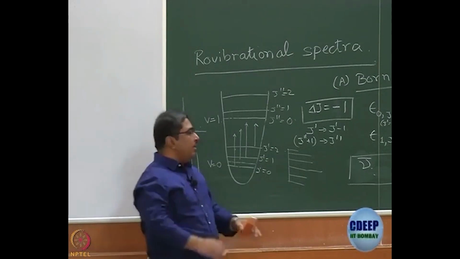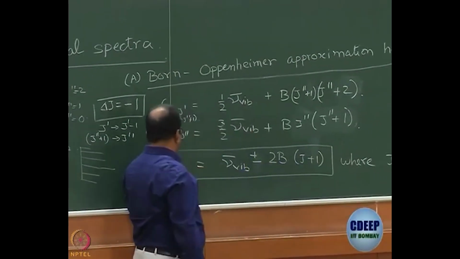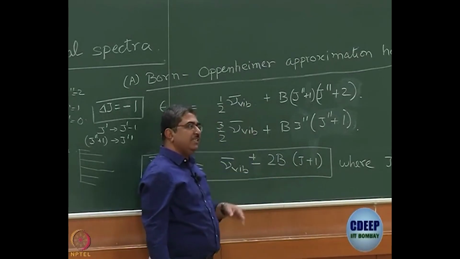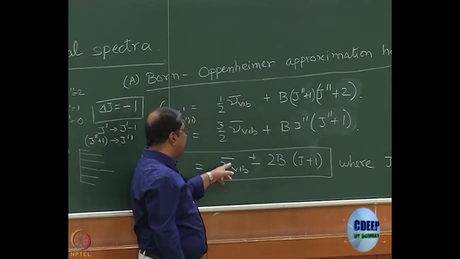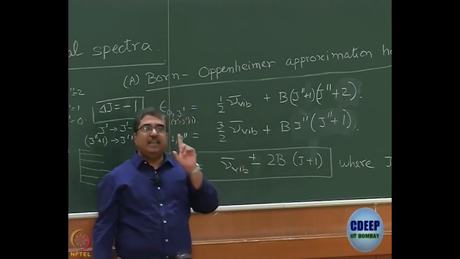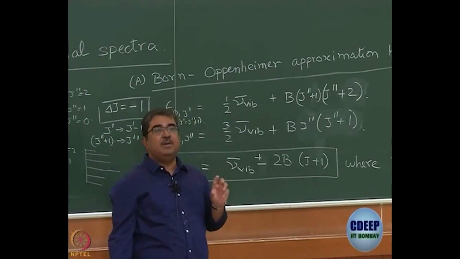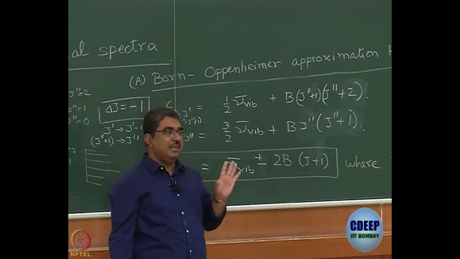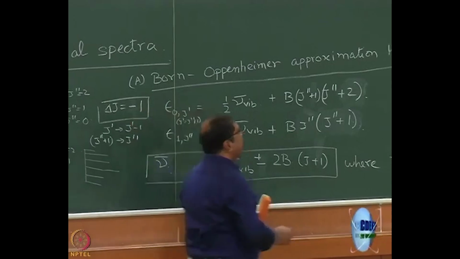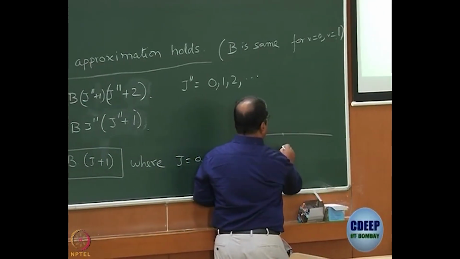Okay. So, minimum value of J is 0. So, when you put J equal to 0 here, where level of origin or level of destination is equal to 0, what do you get? You get nu bar Vib plus minus 2B, right? What does that tell us? That tells us that there will be no transition at nu bar Vib. The wave number where you expect to see a transition, there will be none. Rather, there will be transitions on the two sides. Okay. So, that is what you see there. Let us say this is your nu bar Vib.